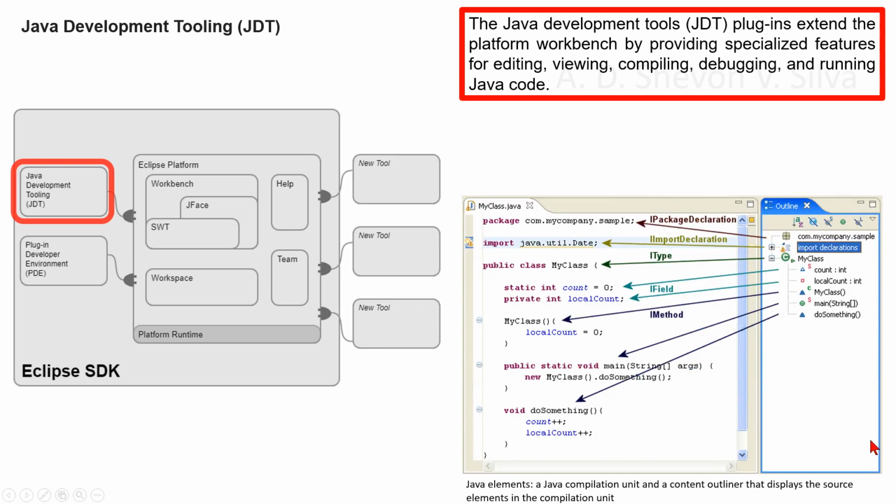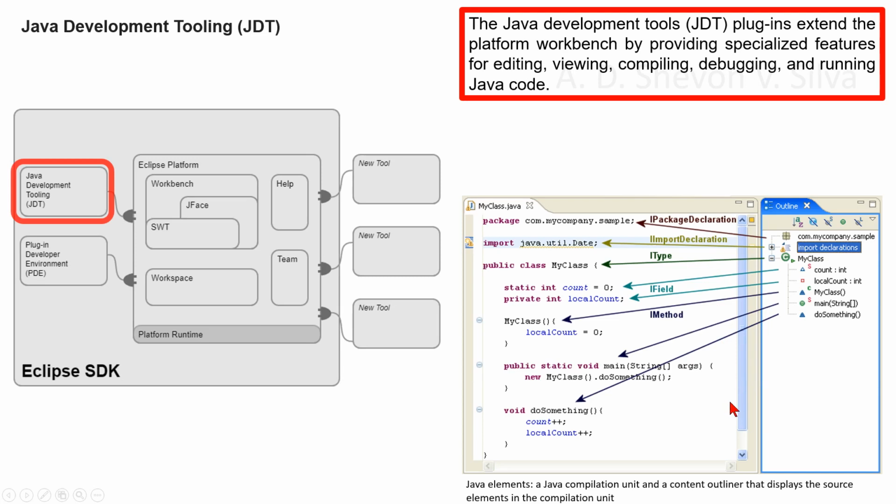Since 3.3, here you can see Java elements, a Java compilation unit, and a content outliner that displays the source elements in the compilation unit. Since 3.3, IOpenables that are the root of ITypes implement ITypeRoot. These are ICompilationUnit and IClassFile.